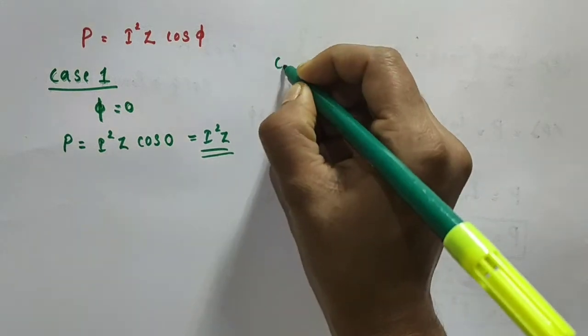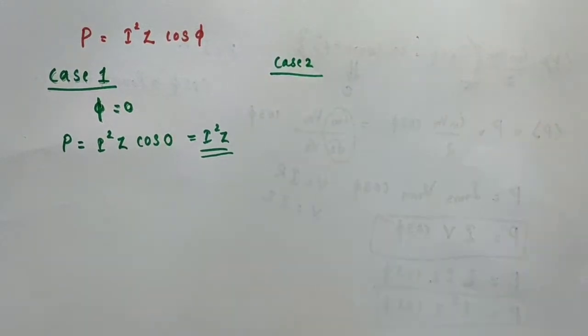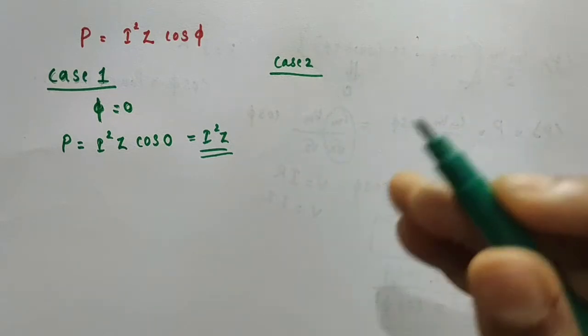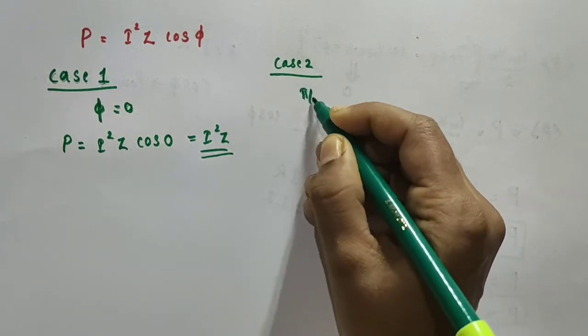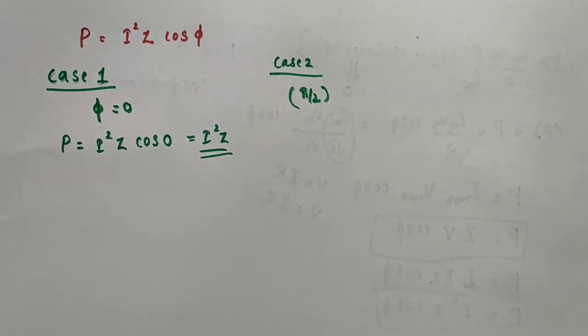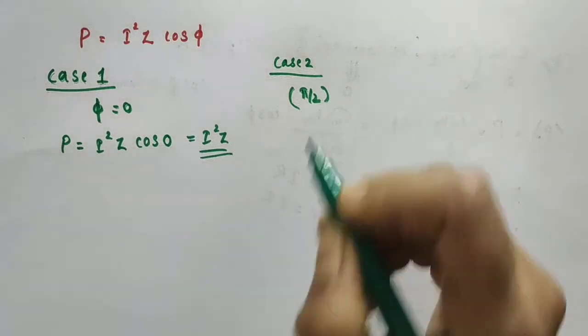Now I am considering the next case, that is case 2, a purely inductive or capacitive circuit. What about the phase difference between the voltage and the current? That was plus pi by 2 and minus pi by 2, so I am taking that difference as pi by 2. The phase difference between voltage and current for a purely inductive or a purely capacitive circuit, which we have already discussed in our previous videos. If you want, you can watch that. The link is there in the description box. So, phi equal to pi by 2.